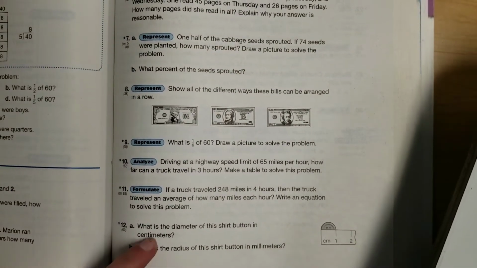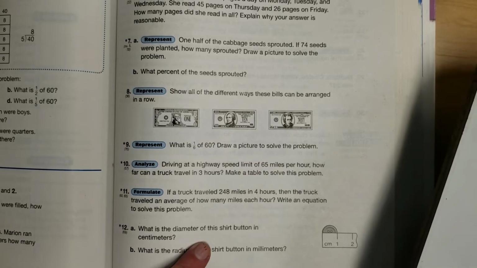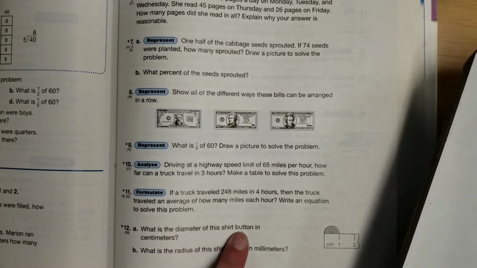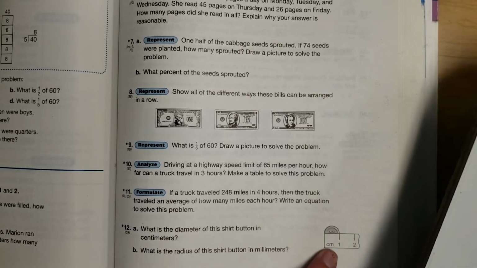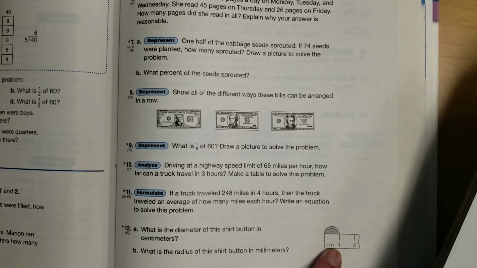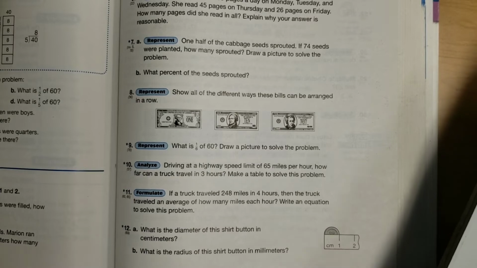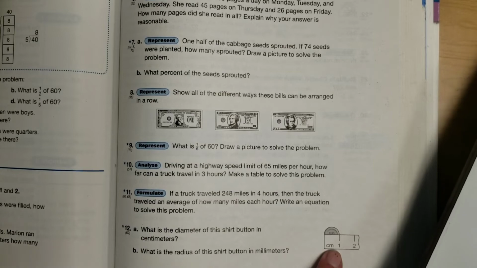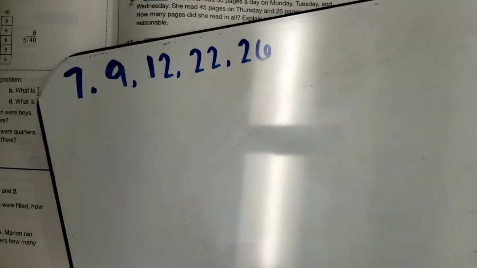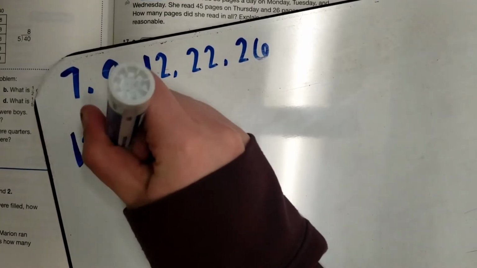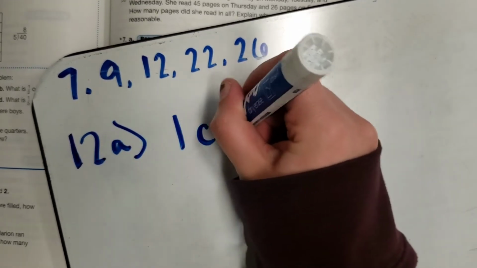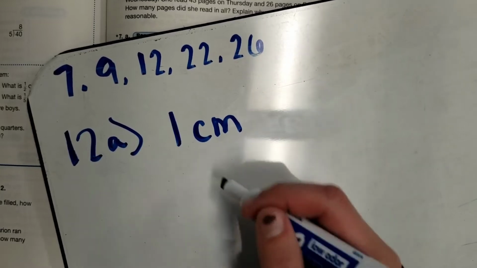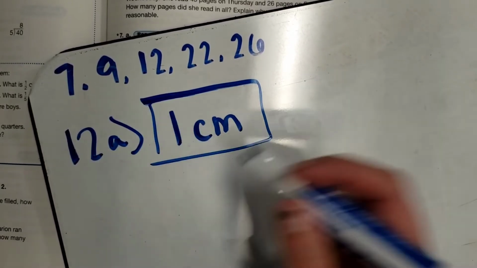All right, now we're going on to number 12, which is here at the bottom, and cool, you can still see it. This says, what is the diameter of this shirt button in centimeters? So you got a lovely picture of this little button, and it shows you measured in centimeters. So we can figure out that it's at the end of that little 1. So 12A, pretty easy, is 1 centimeter. And this is how you will type it. 1, do a space, centimeter. This is your answer for 12A.